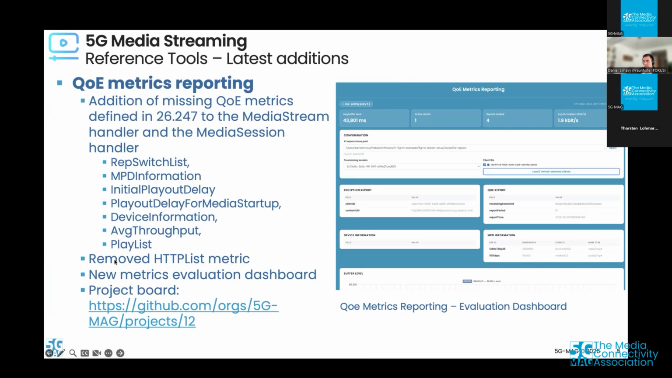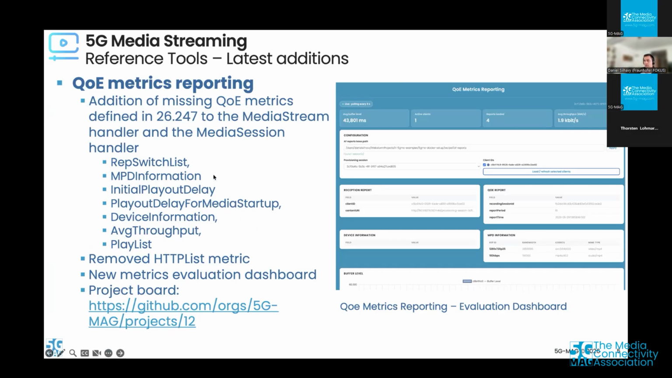What's also important is that we removed the HTTP list metric because, my bad, I added that at some point, although it was not in the specification anymore. So we decided to remove this as it's not, as I said, in the spec anymore.